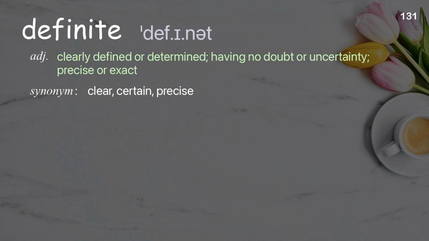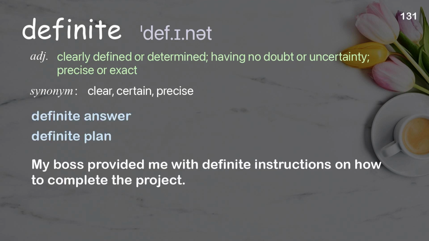Definite. Clearly defined or determined, having no doubt or uncertainty, precise or exact. Examples: Definite answer. Definite plan. My boss provided me with definite instructions on how to complete the project.